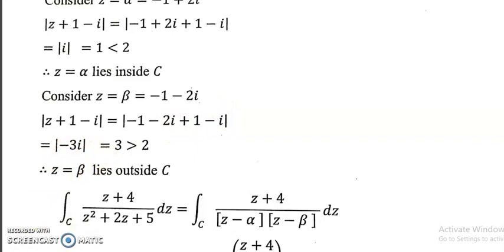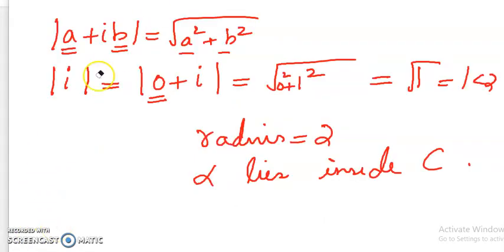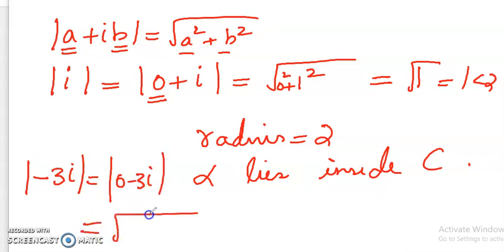Minus 3i also follows the same concept. Modulus of minus 3i means modulus of 0 minus 3i, which is equal to root of 0 square plus minus 3 the whole square. We follow this method, a square plus b square.